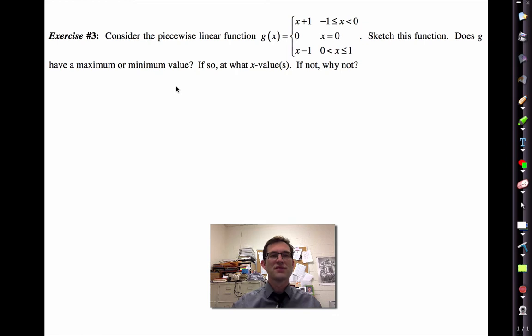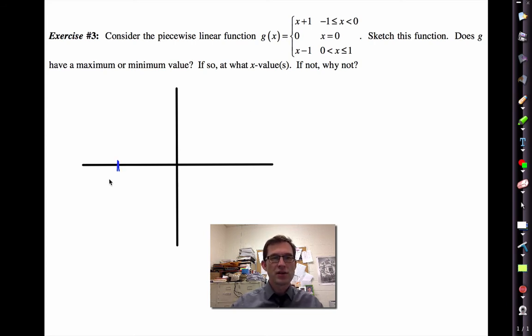Again, get myself some axes. Probably bigger than we need them to be, but that's okay. So let's dimension -1, 1, 1, -1. y equals x plus 1 is going to be a line that looks like this.